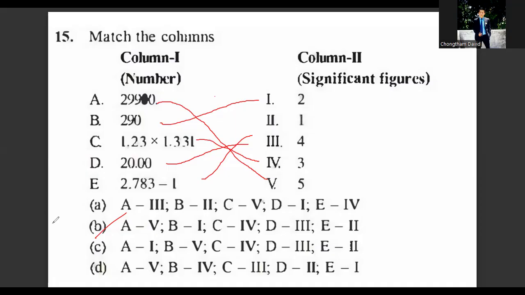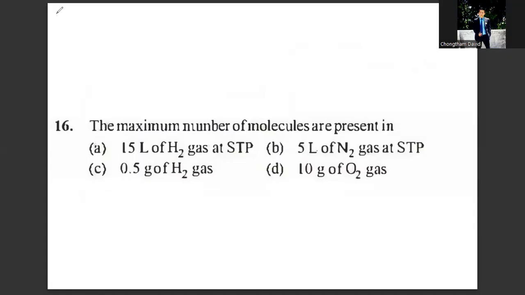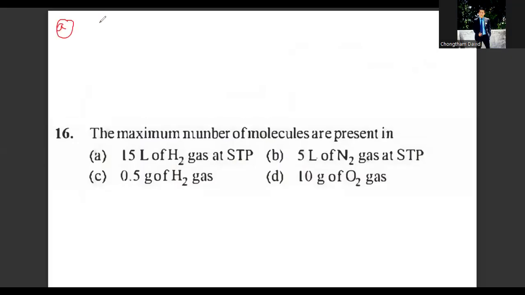Let's read question number 16. The maximum number of molecules are present in which of the following? So the number of molecules in different cases we have to find. First of all, for A, this 22.4 liter at standard temperature and pressure has 6.022 into 10 to the power 23 particles. What kind of particles is this? Hydrogen gas.